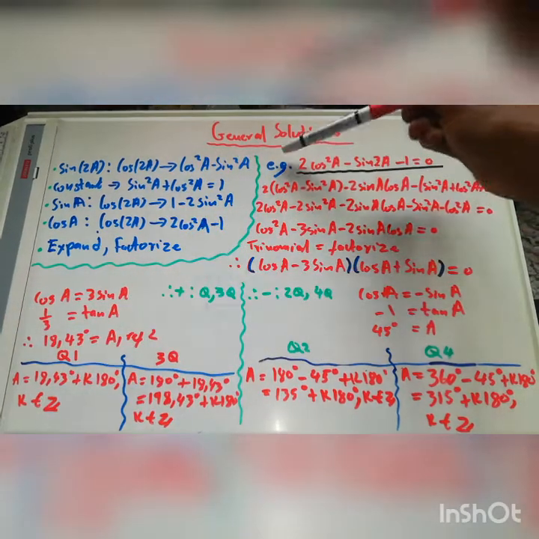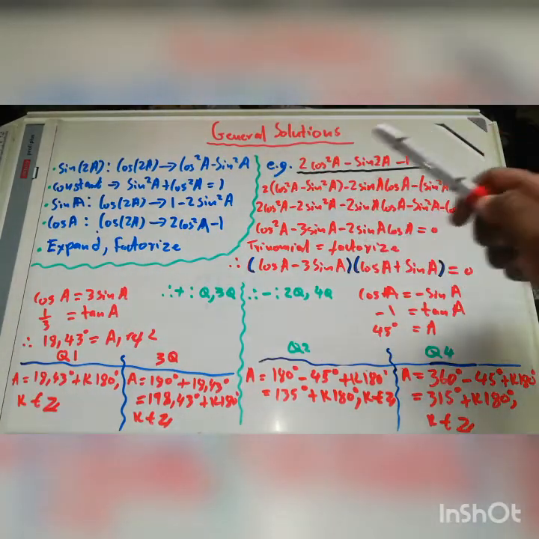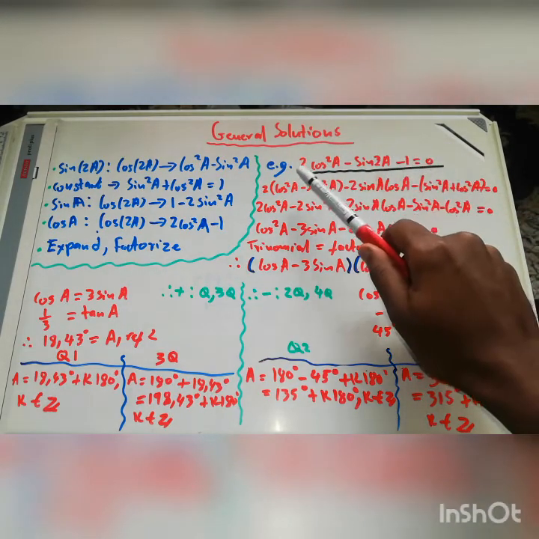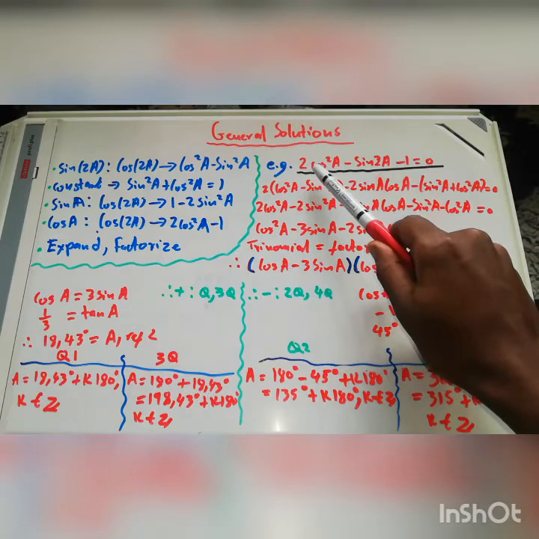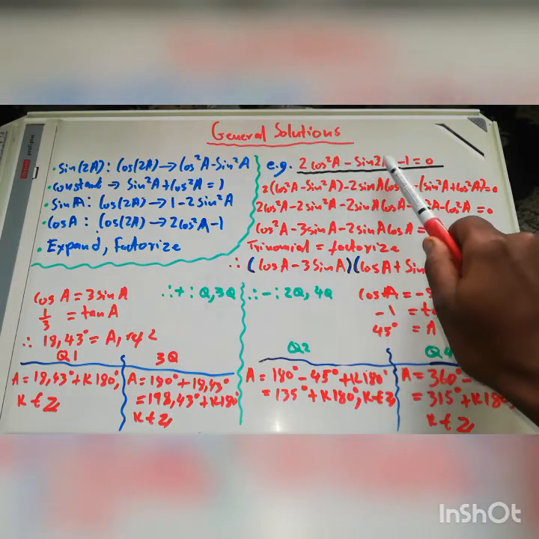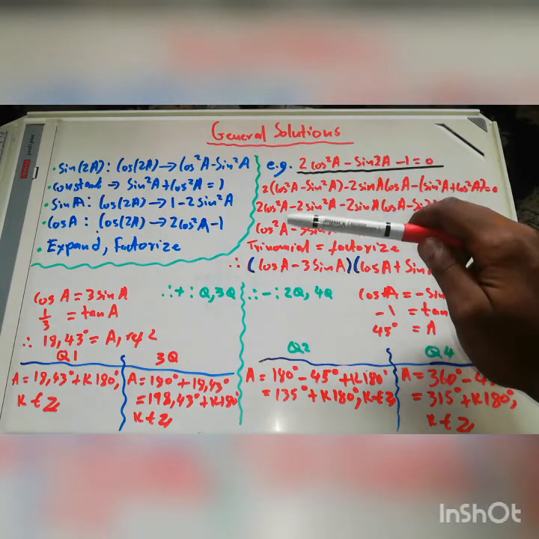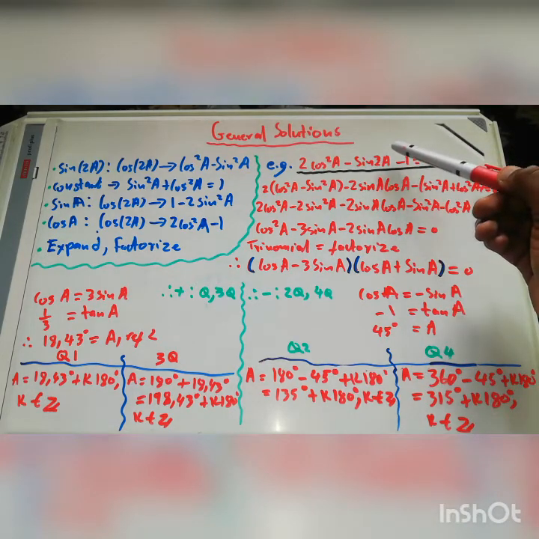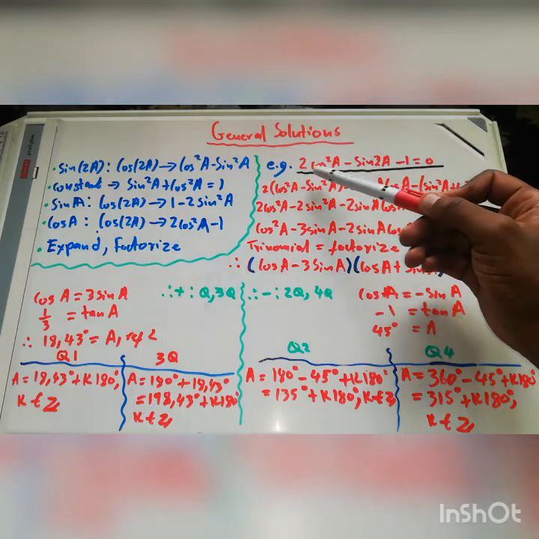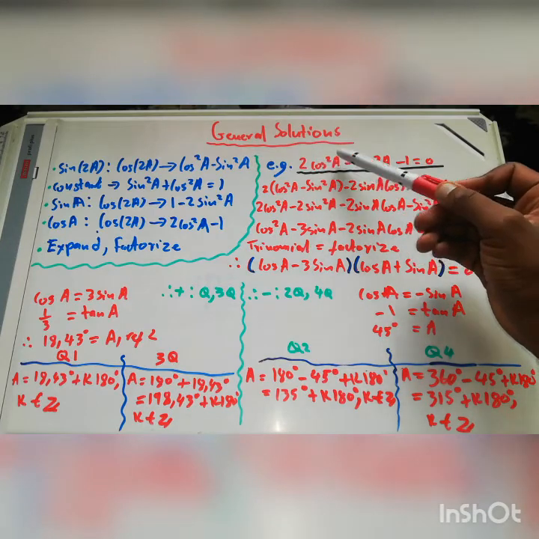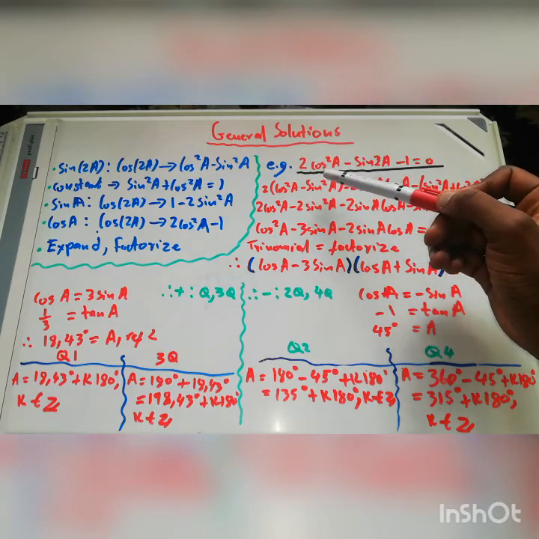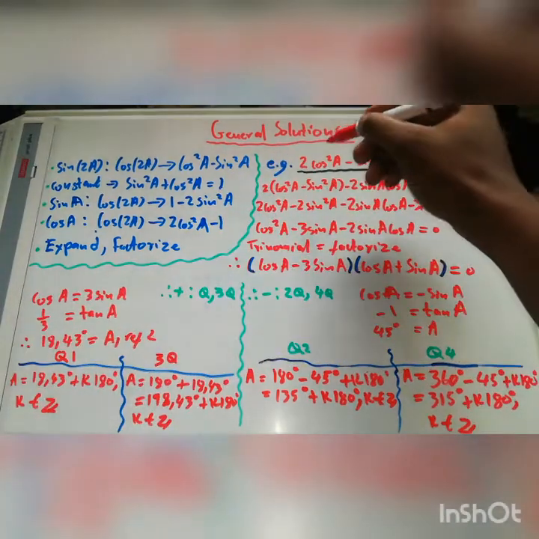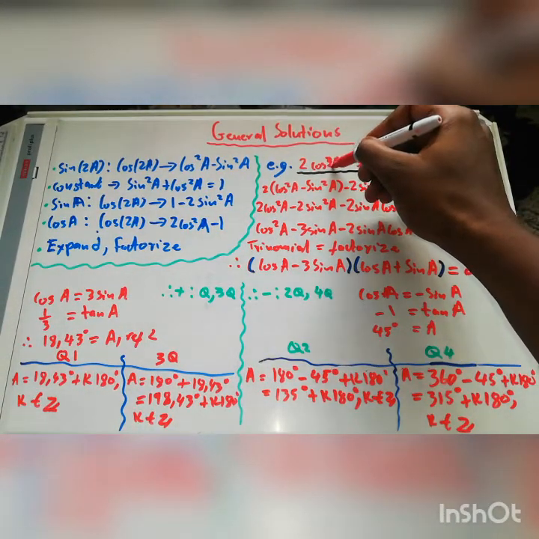So here's an example. Let's look at this example. The example says I must find the general solution of this expression. The expression is 2 cos squared a minus sine 2a minus 1 is equals to 0. So what do we have here? I have a sine 2a and I also have a cos squared a. You see? So since I have a sine 2a and a cos squared a, sorry, this is cos squared a.